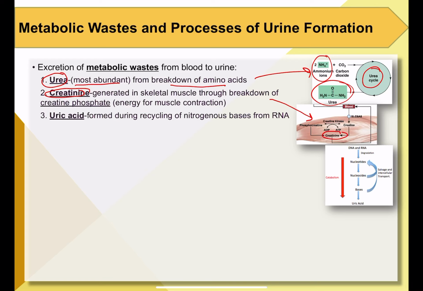Uric acid is actually a form of waste that's generated from recycling of nitrogenous bases from either your DNA or RNA, because you do eat food that has these nucleic acids in it, and we can actually recycle some of those nitrogenous bases. But there is a byproduct made from the breakdown of nucleic acids called uric acid that needs to be secreted in your urine.